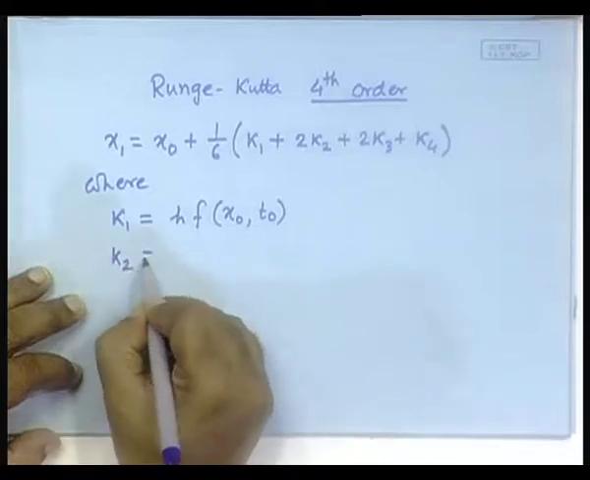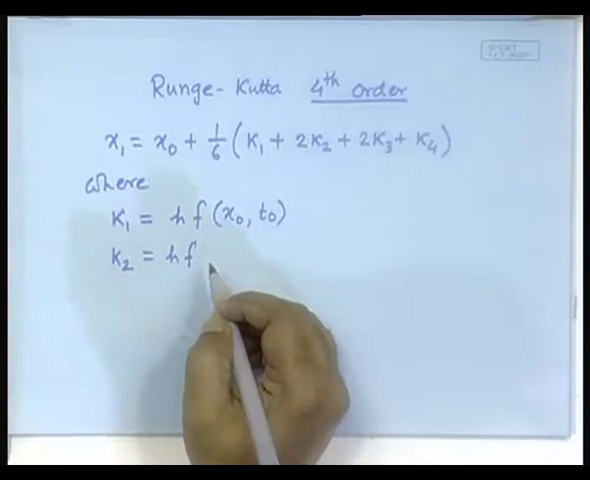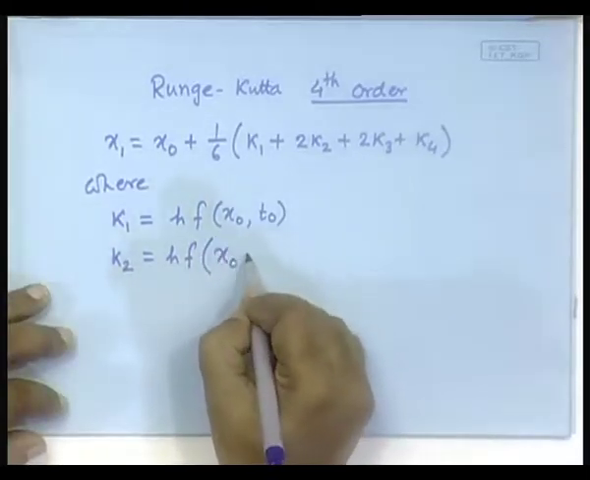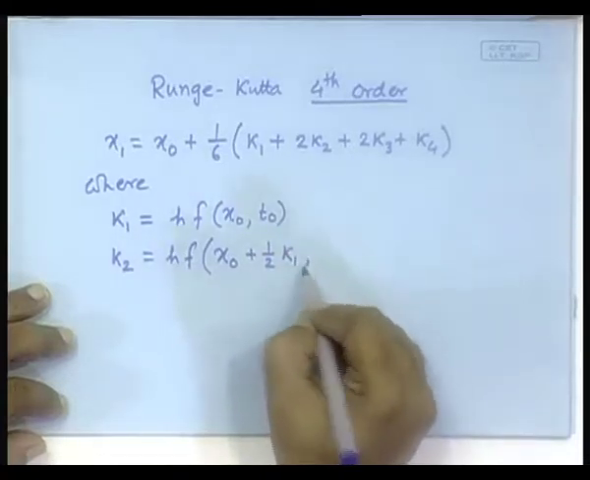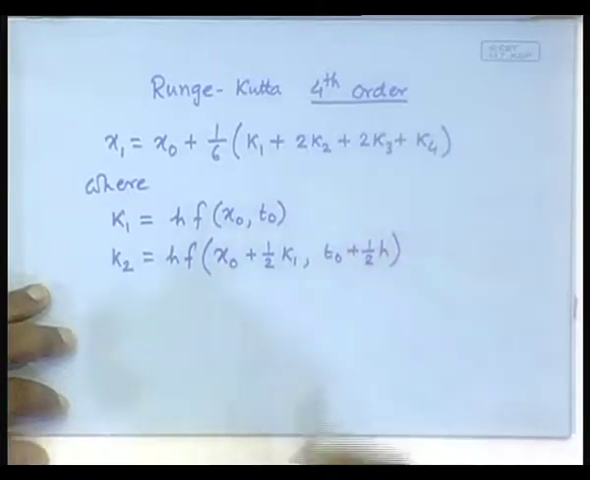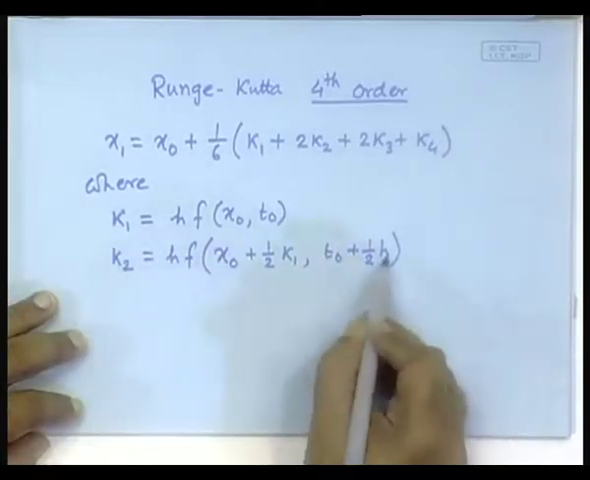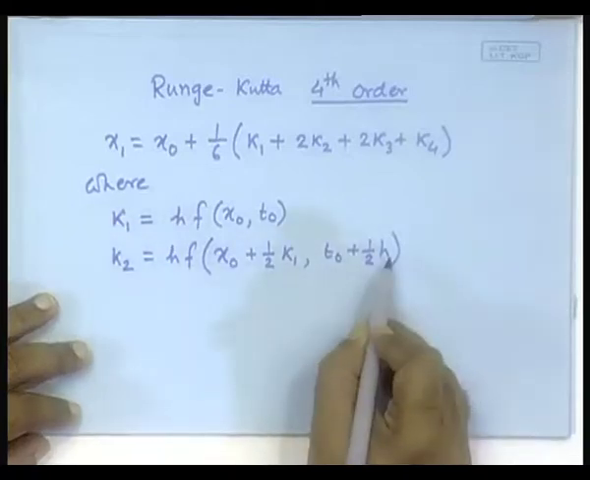K 2 will be h f of x naught plus half k 1, t naught plus half h. K 1 is known, so you can substitute it here, h is known, so you can substitute here, and you can evaluate the function, therefore, K 2 will be known.